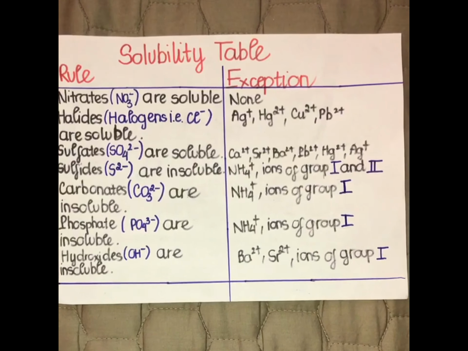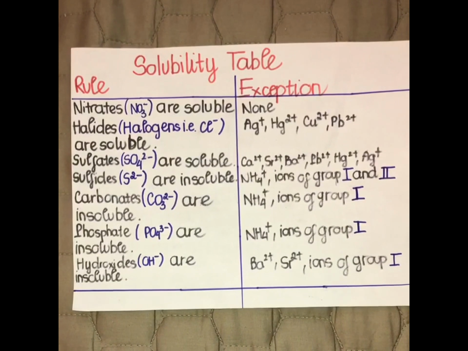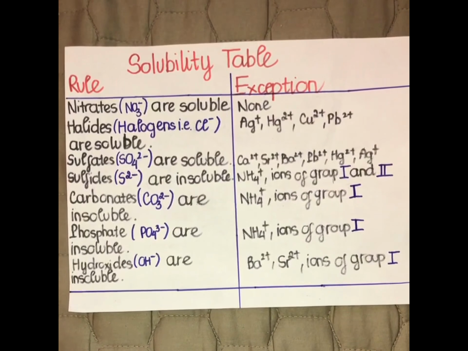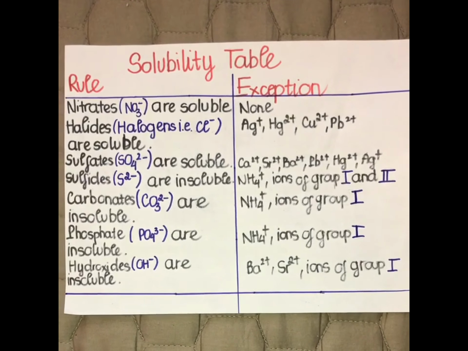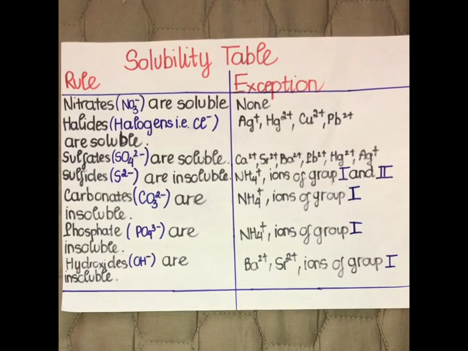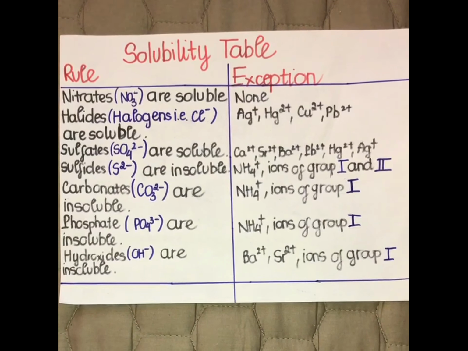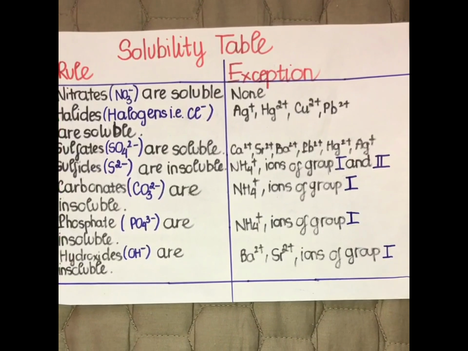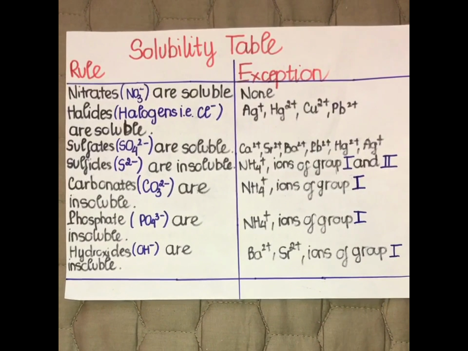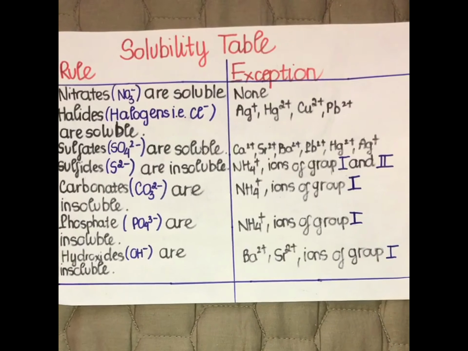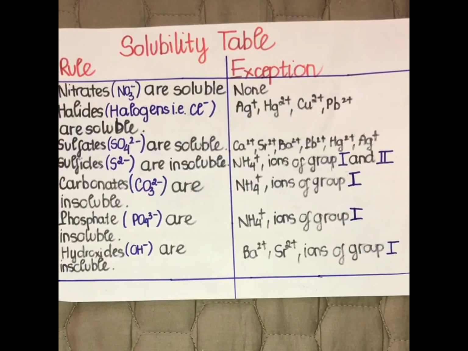Besides the definition and the methods of the solubility table, the rules are also important because they help us to identify which elements are soluble or which ones are not. Nitrates, NO3, are soluble, exception: none. Halides, halogens, Cl, are soluble, exception: Ag, Hg, Cu, Pb. Sulfates, SO4, are soluble, exception: Ca, Sr, Ba, Pb, Hg, Ag.